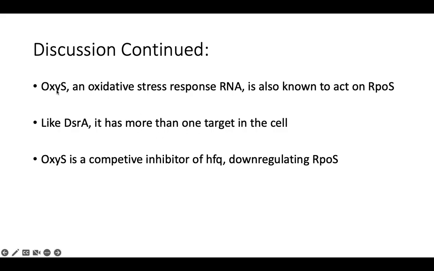This is kind of interesting. OxyS, it's an oxidative stress response, and it's also known to act on rpoS, down regulating its translation. And the way it does that is it actually acts as a competitive inhibitor of the HFQ protein. So that's pretty cool. And like DsrA, OxyS has more than one target in the cell. So that just goes to show you there's probably a lot more of these little RNAs that are regulating things.